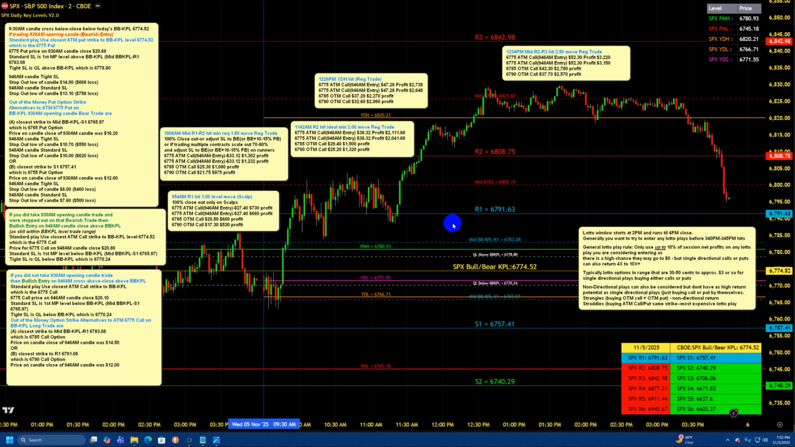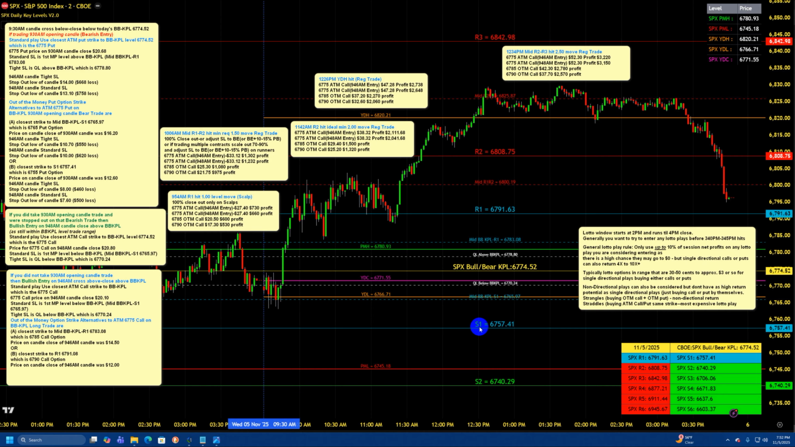If, for example, you were taking a bullish trade off of the R1 level instead, then your standard stop loss level is the midpoint level below the R1 level on that bullish trade taken from R1. On a bearish trade taken from R1, your standard stop loss is the first midpoint level above R1. And the same thing would go for R2 or for the S levels down here.